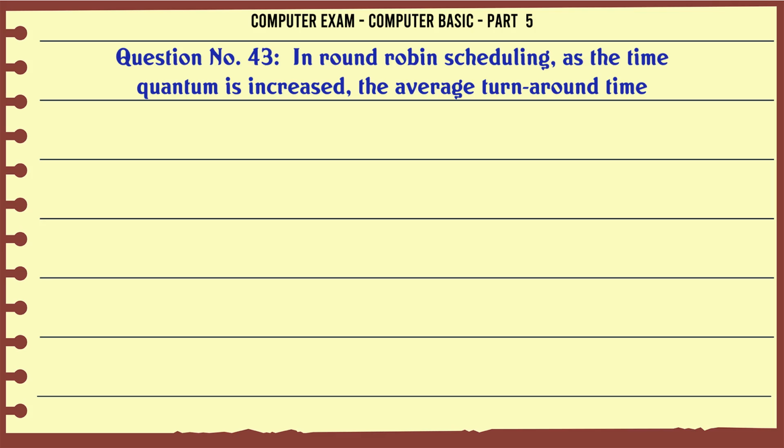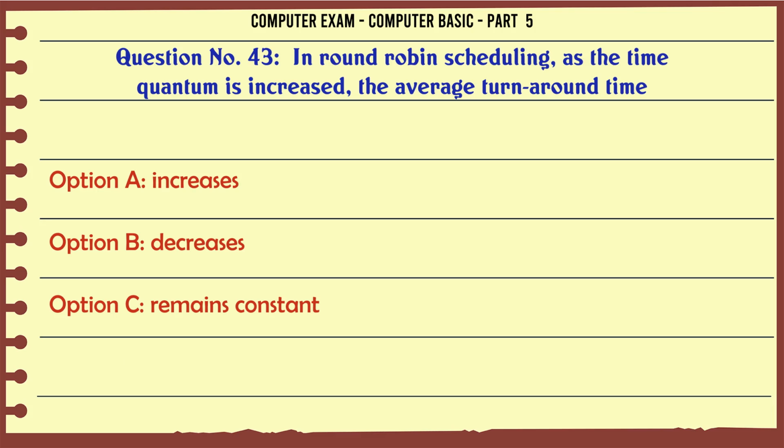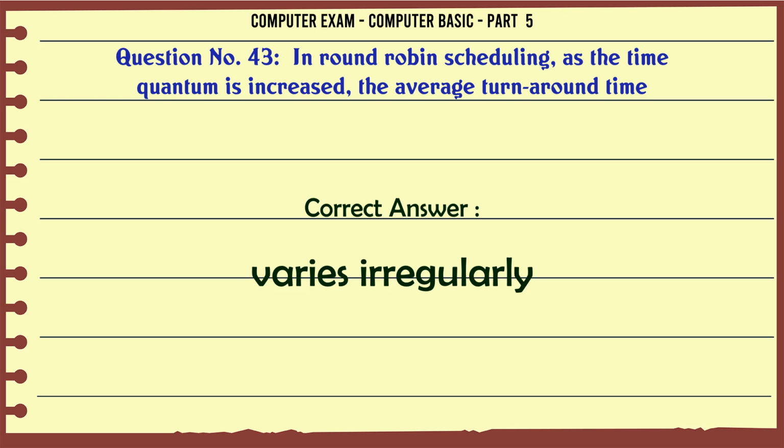In round-robin scheduling, as the time quantum is increased, the average turnaround time A. increases. B. decreases. C. remains constant. D. varies irregularly. The correct answer is varies irregularly.